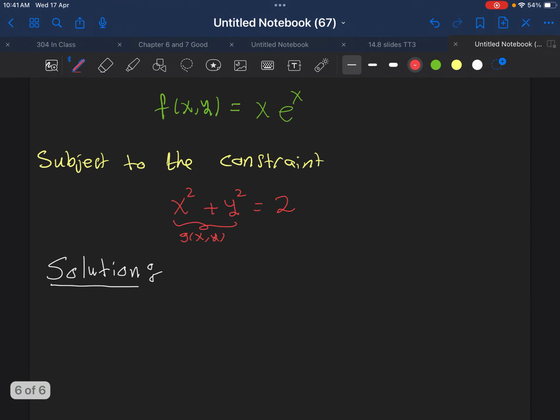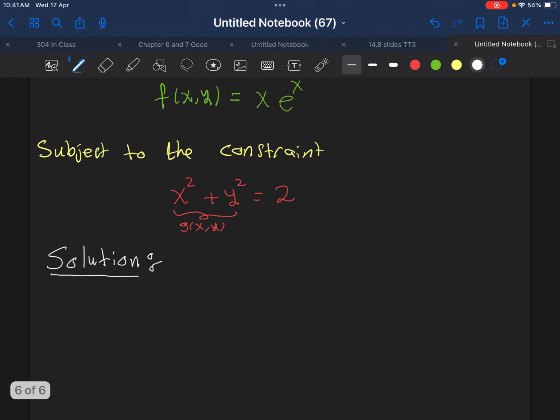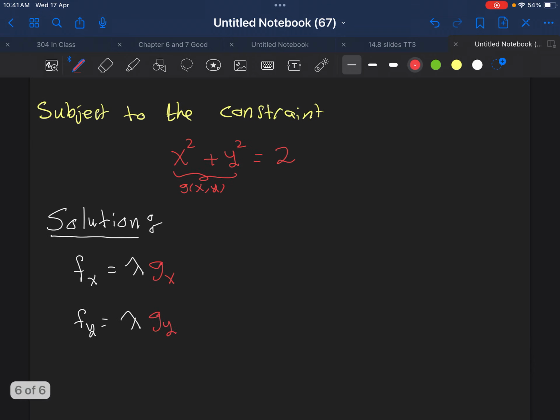And to use Lagrange multiplier, we need to solve a system of equations. What is the system of equations? The first one, we need to find f_x, and we make it equal to lambda g_x. This is the first equation. Second equation is f_y equals lambda g_y. And the third equation is we keep g of x, y, which is the constraint, exactly as is.